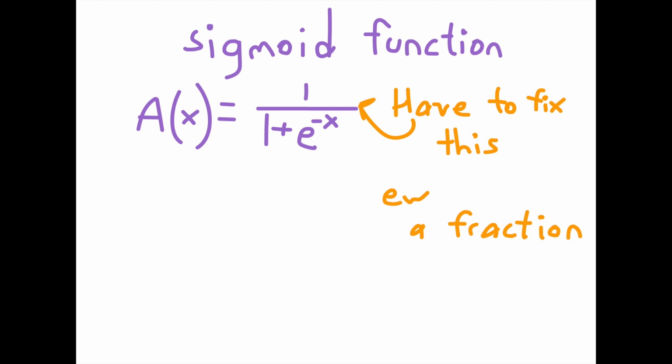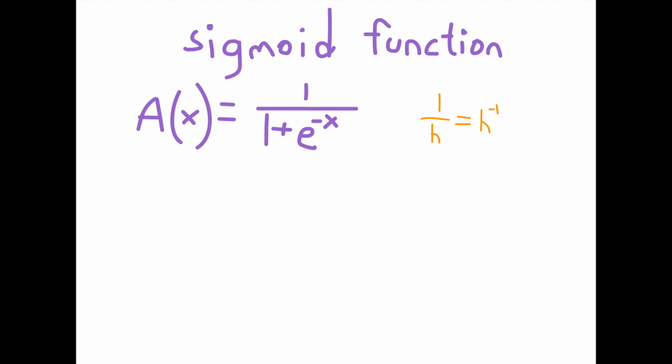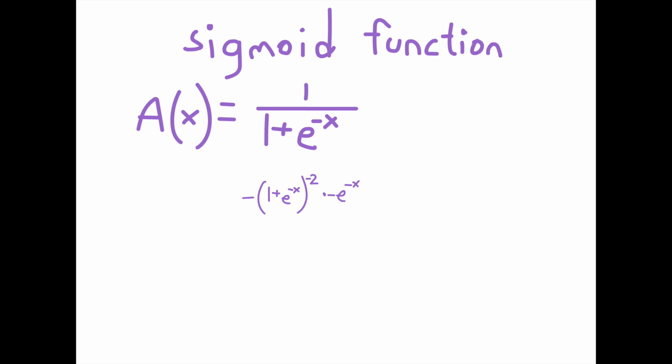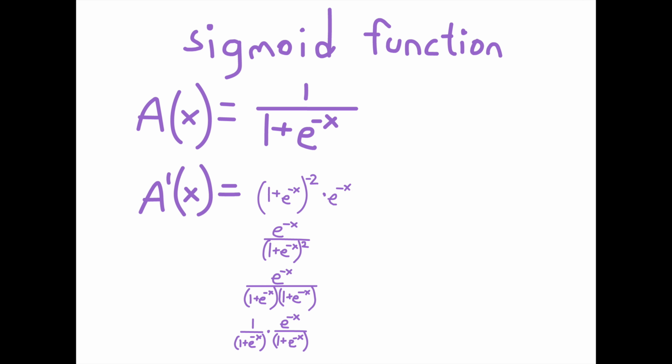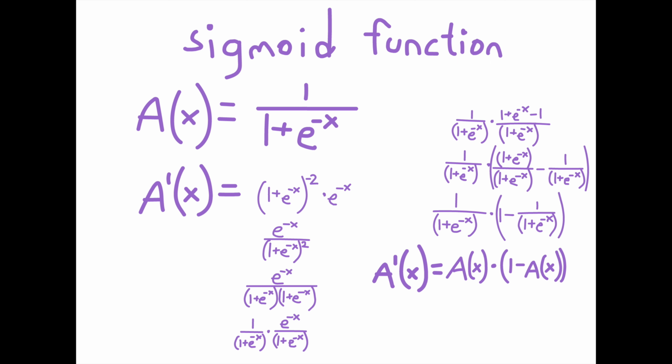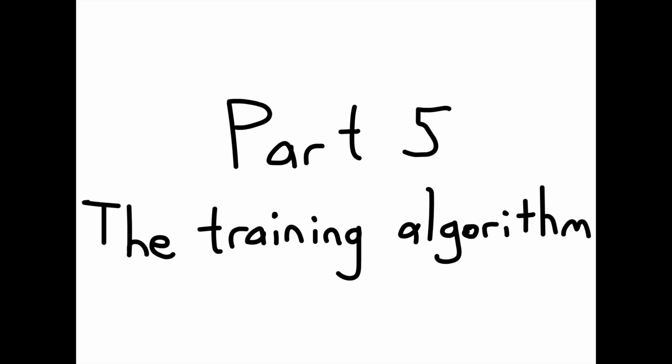First, fix that whole 1 over thing. 1 over a number is just that number raised to the negative first power, so put that in, and then we can use the power rule and the chain rule. E to the x is special. The derivative of e to the x is still e to the x, so I can just yoink that negative sign and simplify, and then more algebra. And there it is, the derivative of the sigmoid function.